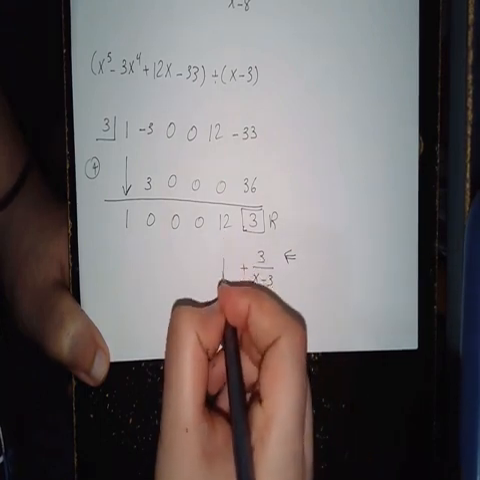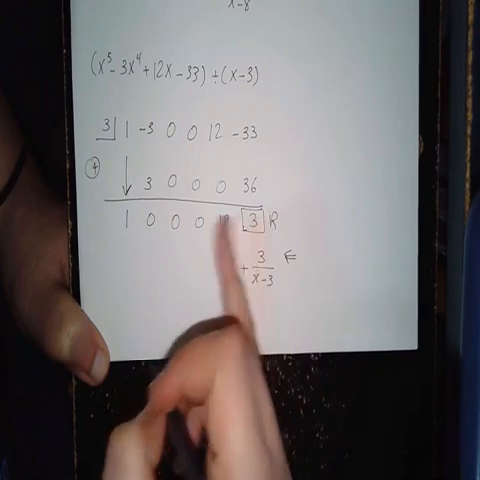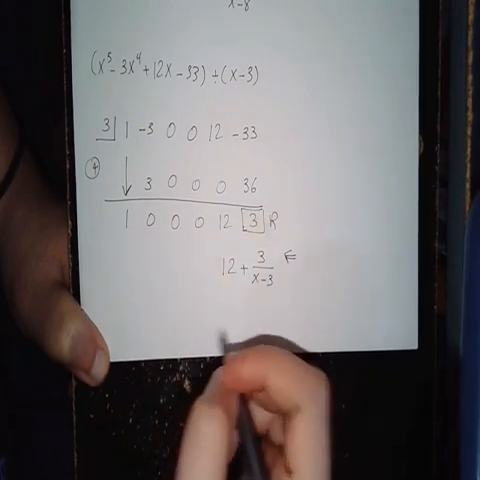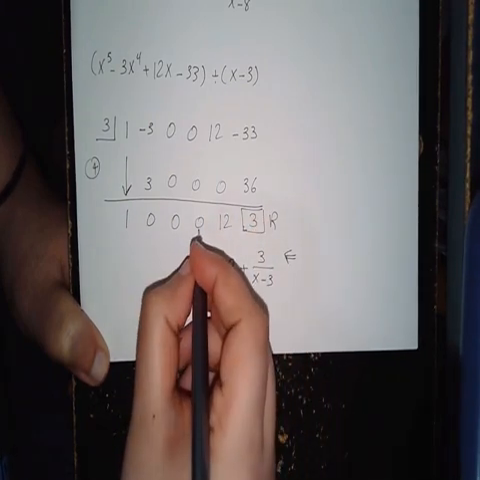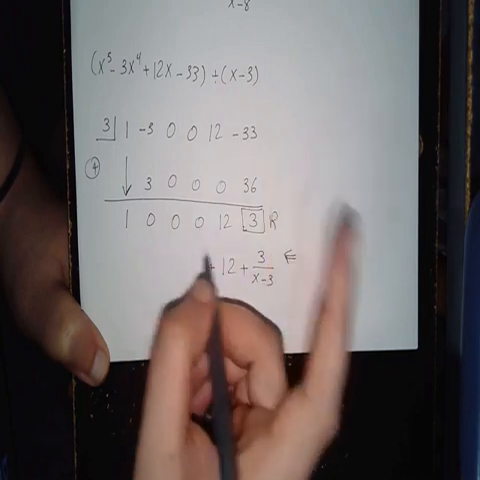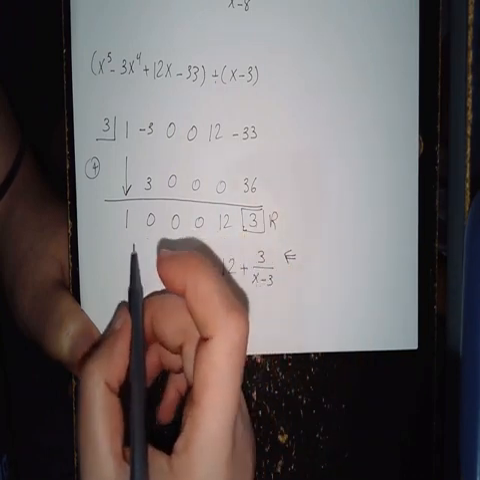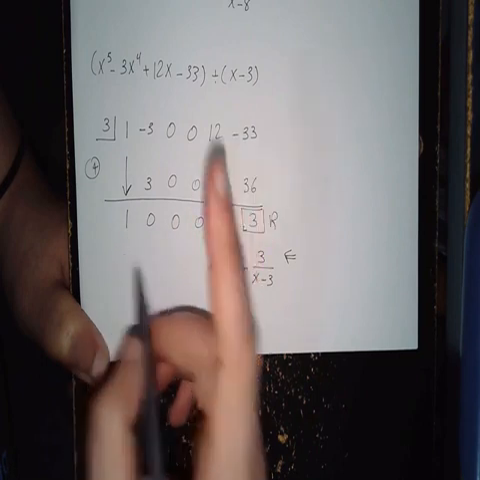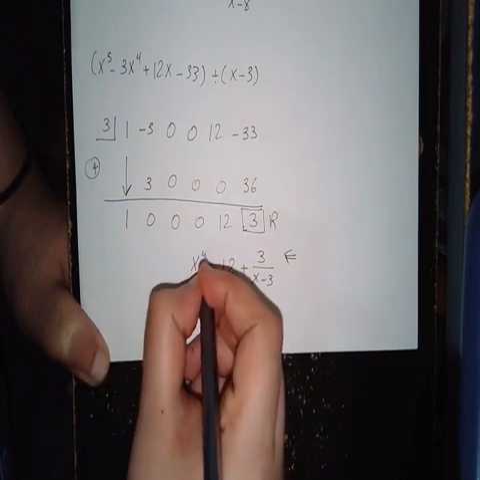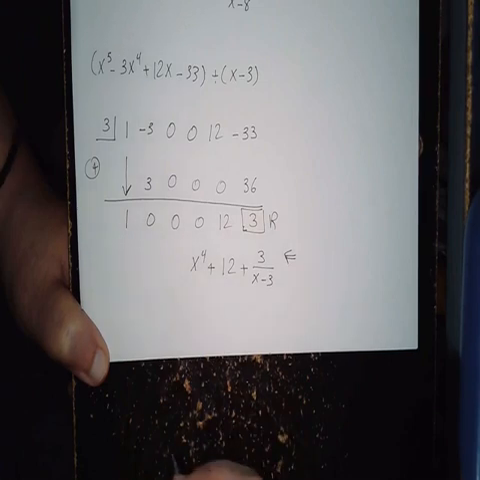Now, the 12 is going to be the number. After the remainder, first one is going to be the number. Plus, this is x to the first power. Since it's 0, I'm not writing it down. X to the first power, x to the second power, x to the third power, x to the fourth power, which is just 1. So it's going to be x to the fourth, coefficient 1. Done.